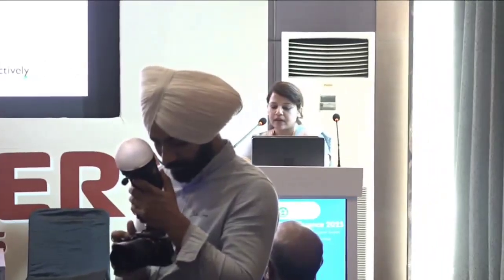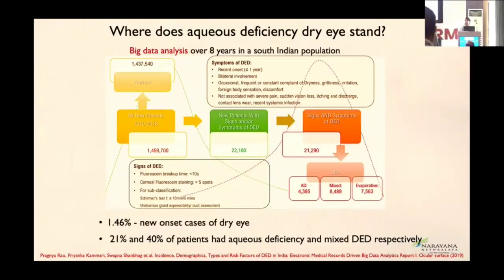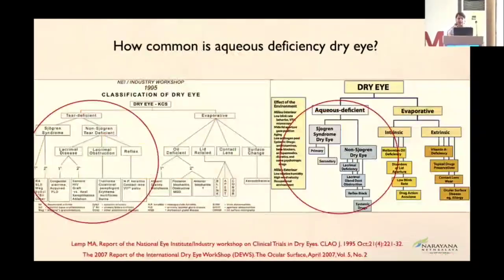Today, let us talk about dry eye disease with respect to aqueous deficiency and what we can do beyond lubricants to treat such patients. First of all, how frequent is aqueous deficiency dry eye? In our clinic, we see around 20% of patients to have aqueous deficiency dry eye disease and 40% will have mixed, that means evaporative and aqueous deficiency dry eye disease.